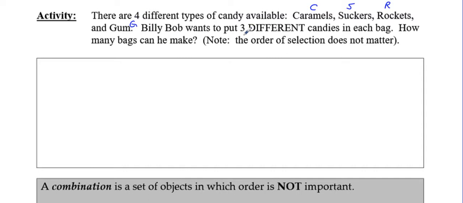Billy Bob wants to put 3 different candies in each bag. How many bags can he make? Take a minute, pause the video, and try to answer this question. As a hint, you may want to make a list, but find out how many different bags of candies he can make. So pause now, try the question, and then come back.